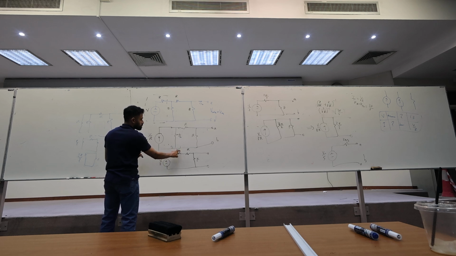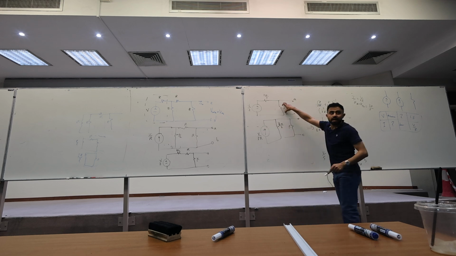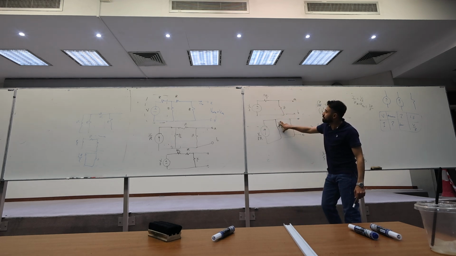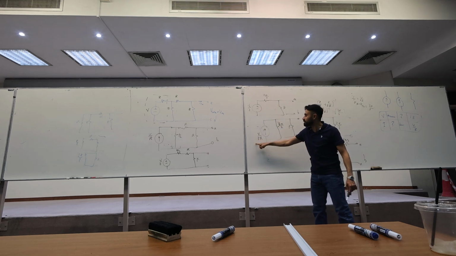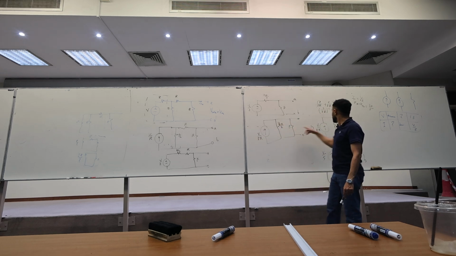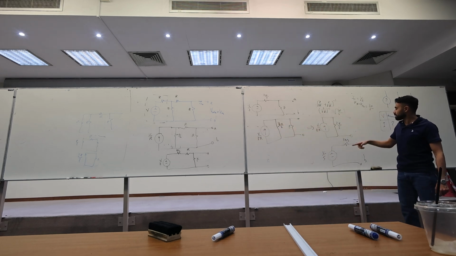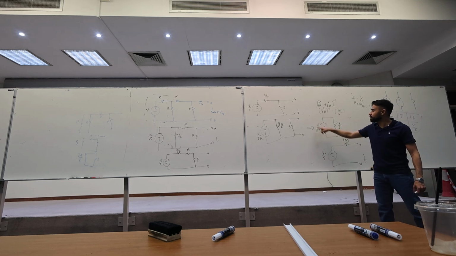Now you'll have R over 2 plus R, they are in series, so that's 3R over 2, and the voltage source is V over 2. And then there's an R. Another source transformation: you divide V over 2 by 3R over 2, you will get V over 3R. The parallel combination between 3R over 2 and R gives 3R over 5. The current source is V over 3R.